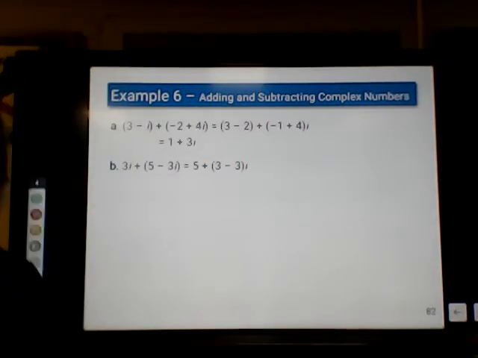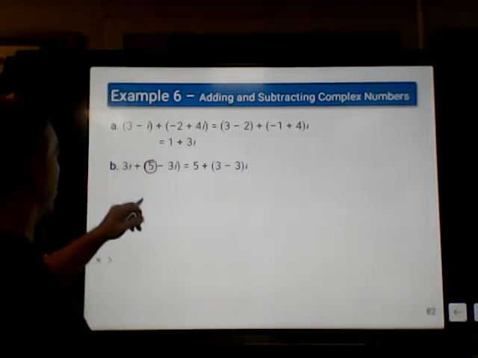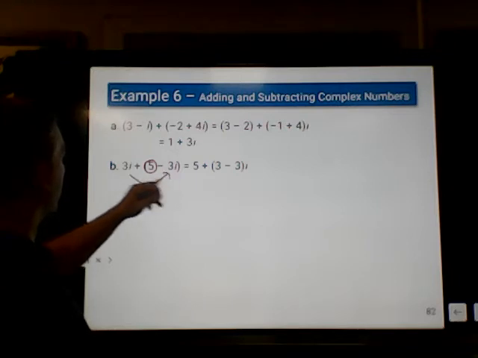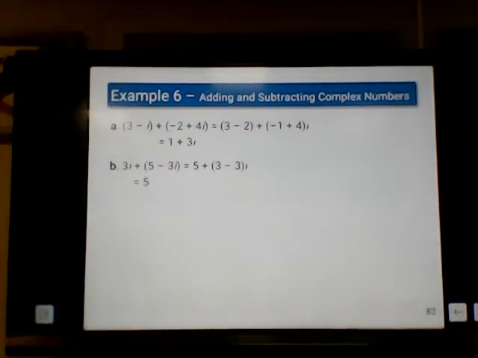If you have this one here, you still group them together. Well, there's only one real part, 5. There's 3i minus 3i. Since they're opposites, they cancel out. Then the answer is simply 5.